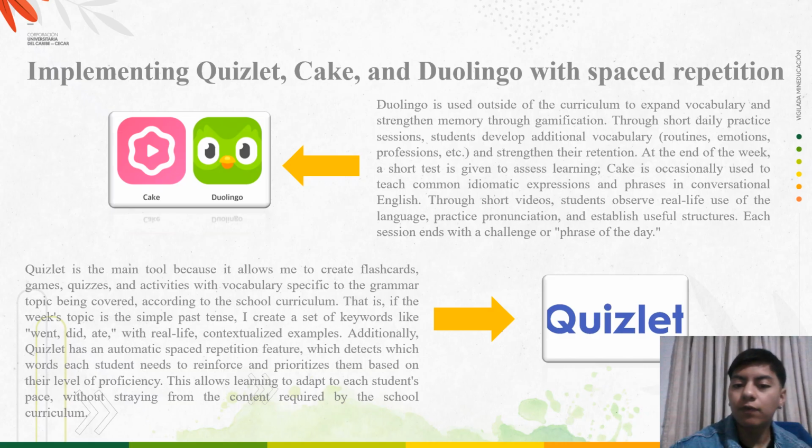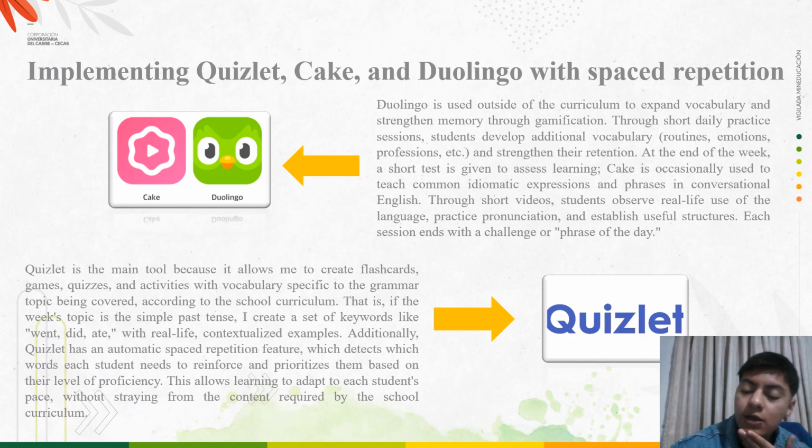Implementation of digital tools. I have included three tools: Quizlet, Duolingo, and Cake. Each one has a distinct role in vocabulary retention and use, as a strategic ally to support the curriculum, not to replace grammar teaching. Quizlet is fully aligned with the school curriculum. I create sets based on the grammar topic of the week, for example irregular verbs for present perfect. It automatically and personally applies spaced repetition.